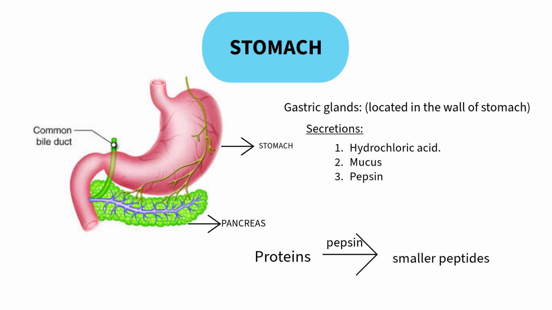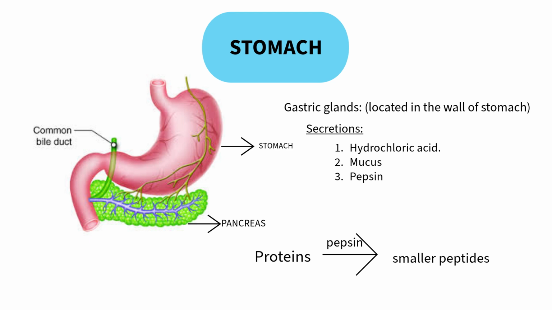Hydrochloric acid kills any bacteria which may enter the stomach along with the food, and turns the gastric juice acidic in nature. The role of pepsin is that this enzyme works in the acidic medium. So hydrochloric acid makes the gastric juice acidic, and in this acidic medium, pepsin helps in the digestion of proteins present in the food.